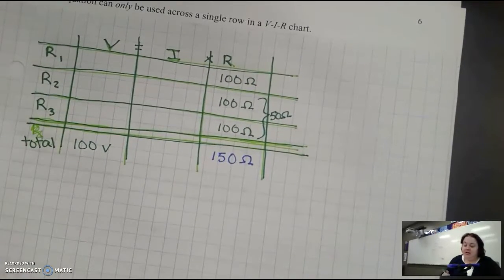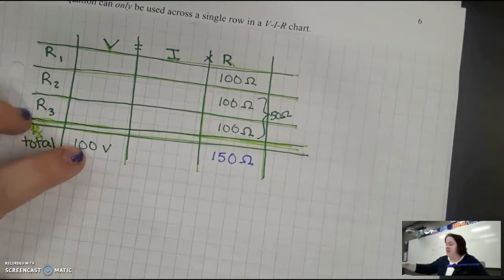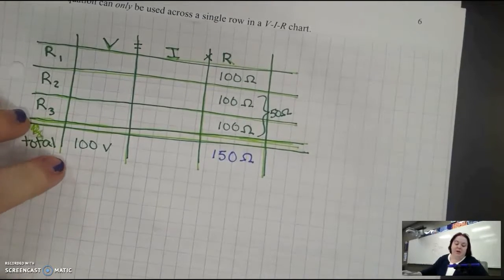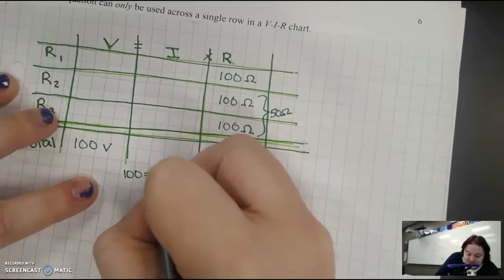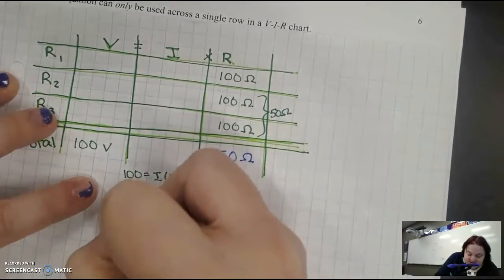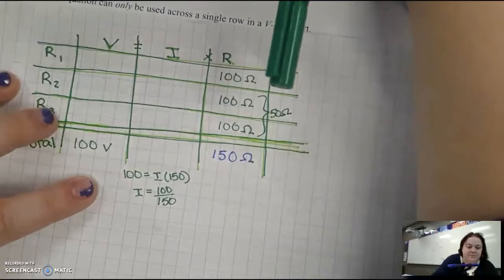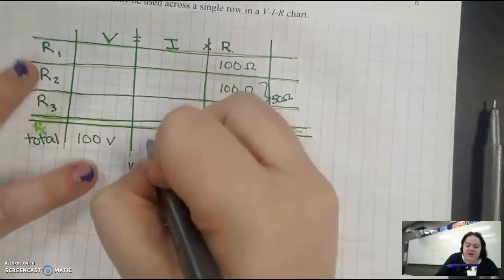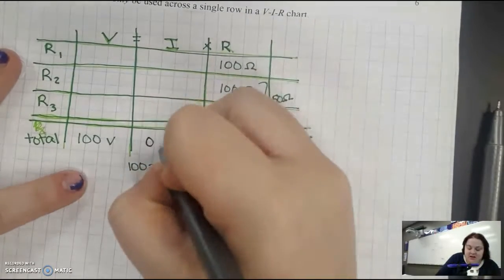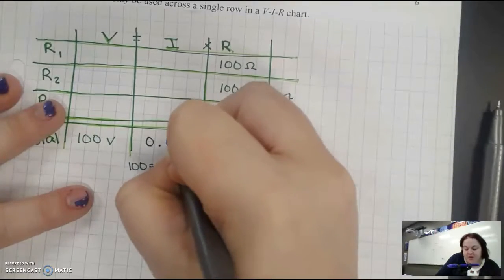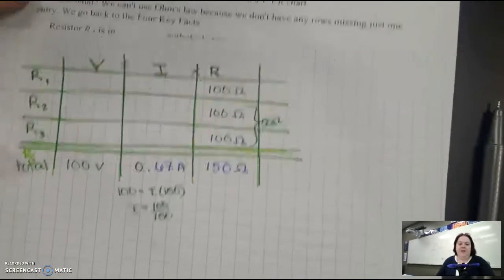So we can fill in the total current, because we know that 100 is something times 150. So working backwards, we have 100 equals I times 150. I equals 100 over 150. So now we can fill in that I total. I was afraid the light green wouldn't show up well. I total is 0.67 amps.